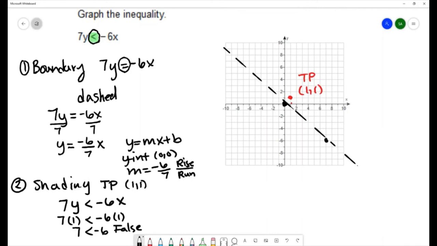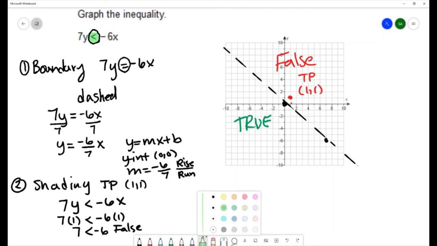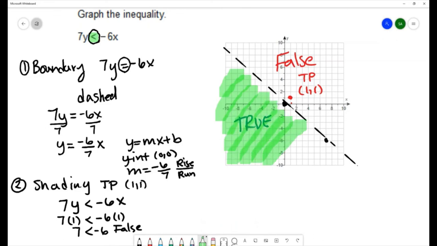So what that tells me is that my test point is false, and all of the ordered pairs on the side of the line containing the test point will also give false statements. The other side of the line will give you true statements, and we want to shade the true side. So I'm going to shade this side of the line. And now my picture represents all of the solutions, all of the ordered pairs that are going to make my inequality a true statement.